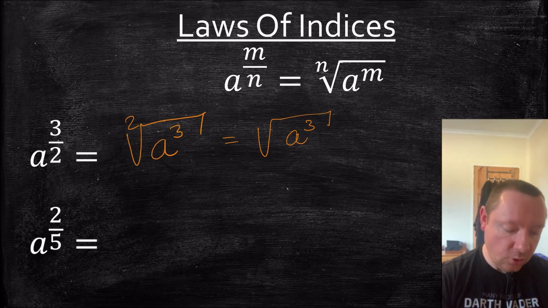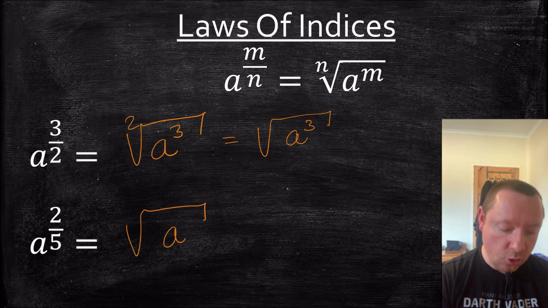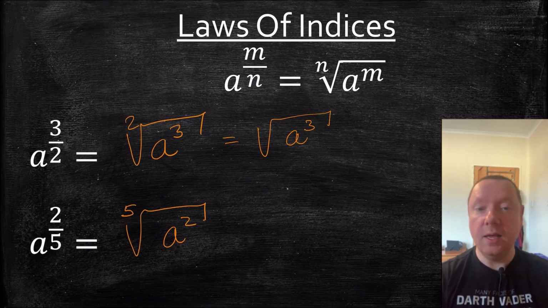Let's look at a to the 2/5 then. So that is a root, a to the 2, because the top number's 2, and it's the 5th root. So I've done that one.